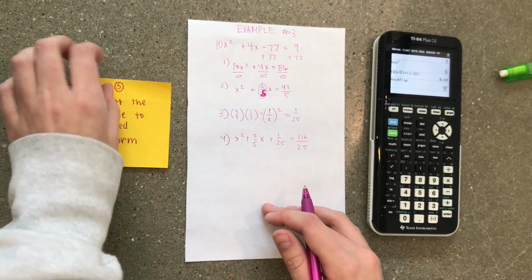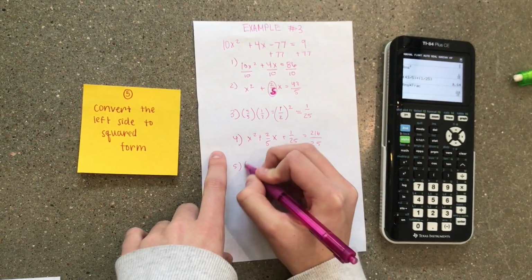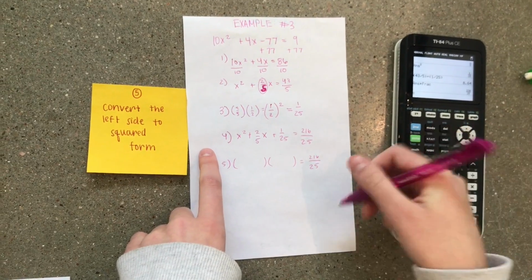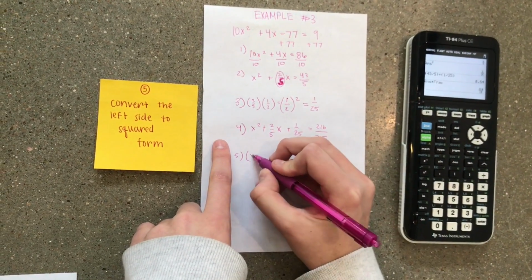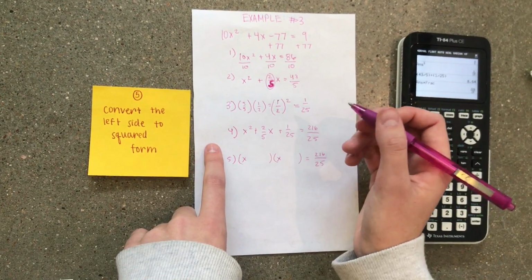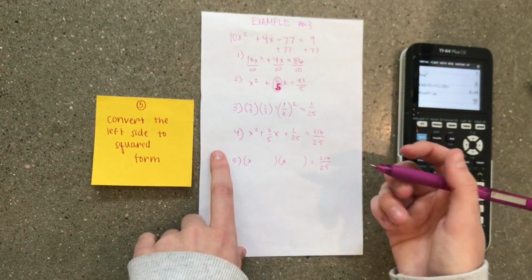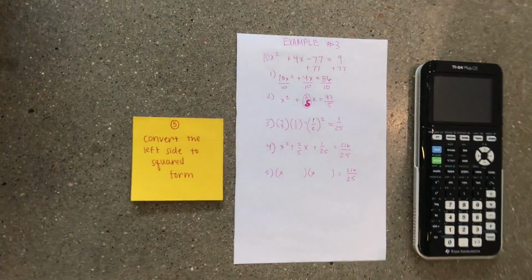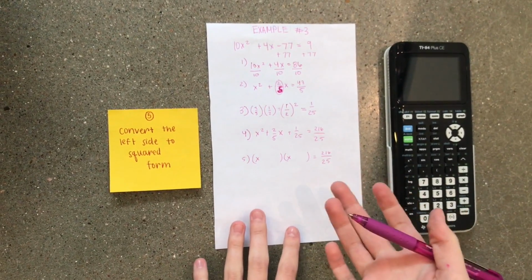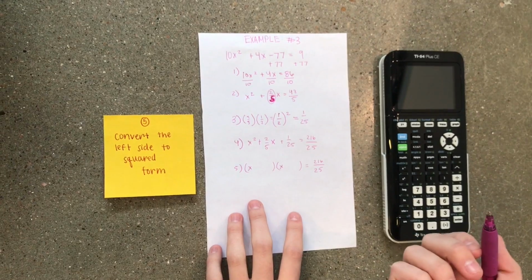So for step 5, we're going to convert the left side to squared form. We can set up our factoring parentheses, and we already know that it's going to be equal to 216/25. So I have x times x to get x squared, and then now we have to find what times what makes 1/25.